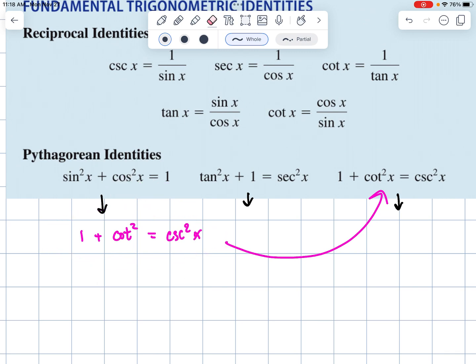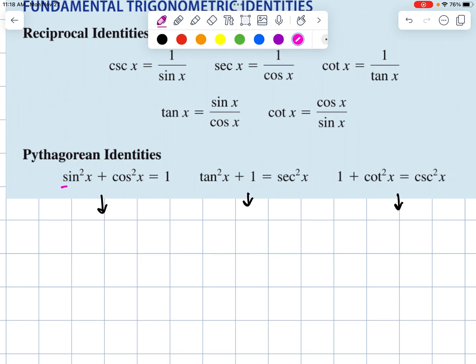Erase all this. And technically, yes, we would be able to do the same thing if we divided all of these by cosine squared x. We would get this equation, okay? If you don't believe me, actually work it out, and you'll see that it turns into tangent squared x plus 1 is equal to secant squared x.